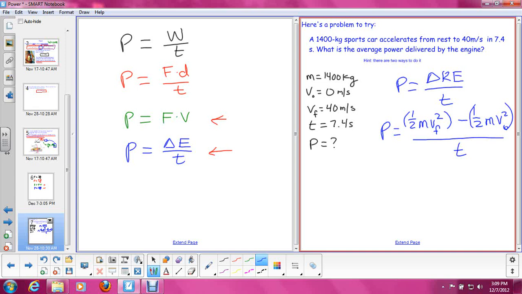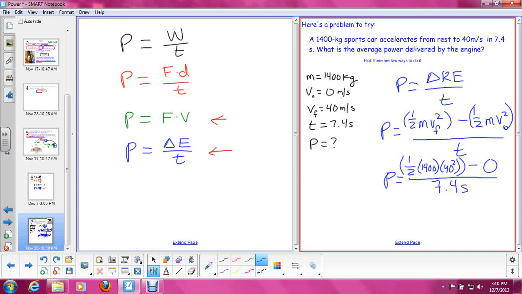In order to solve for power using this equation, we need mass, final velocity, initial velocity, and time. And that is exactly what we are given in this problem. So, we can go ahead and plug some numbers in. So we have 1/2 of 1400 times 40 squared minus 0. The initial kinetic energy of this vehicle is going to be 0 because it's not moving in the beginning. And we divide by 7.4 seconds.